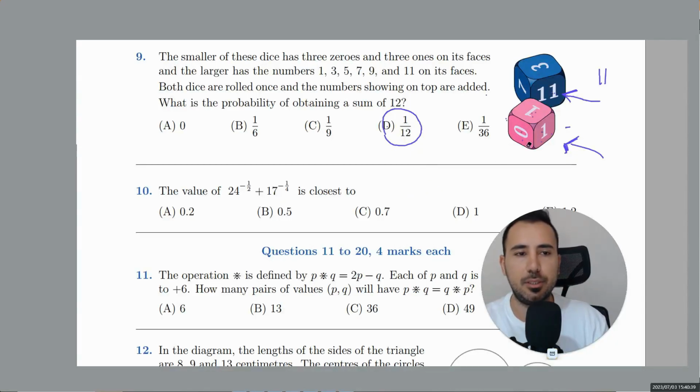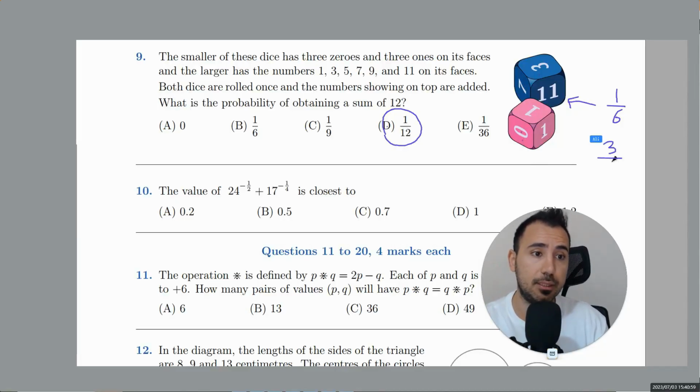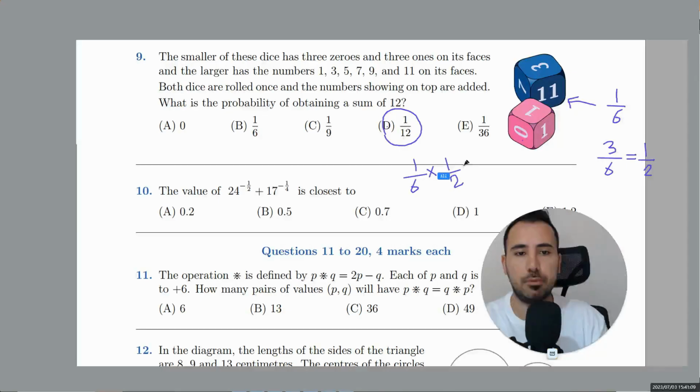We could answer the question a little differently. So how is that? The chance of 11 showing is 1 from these 6 numbers. So it's going to be 1 over 6. The chance of 1 showing, we have 3 ones from 6 faces. So it will be 3 over 6, which is 1 over 2. We could multiply these two numbers. So 1 over 6 multiplied by 1 over 2 is 1 over 12. So, okay, we get the same result.